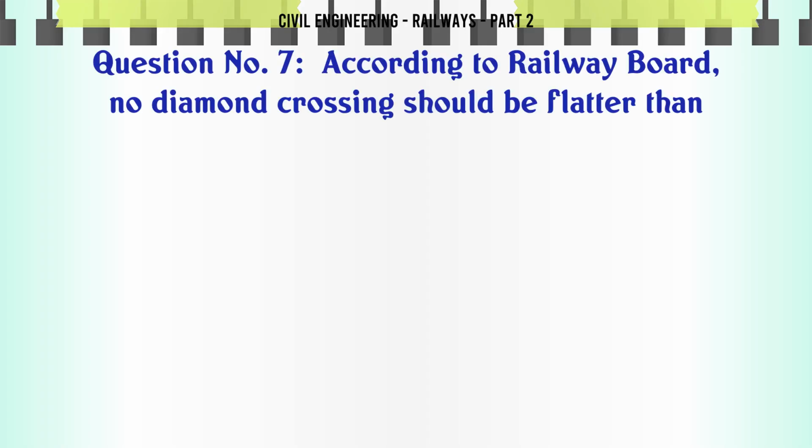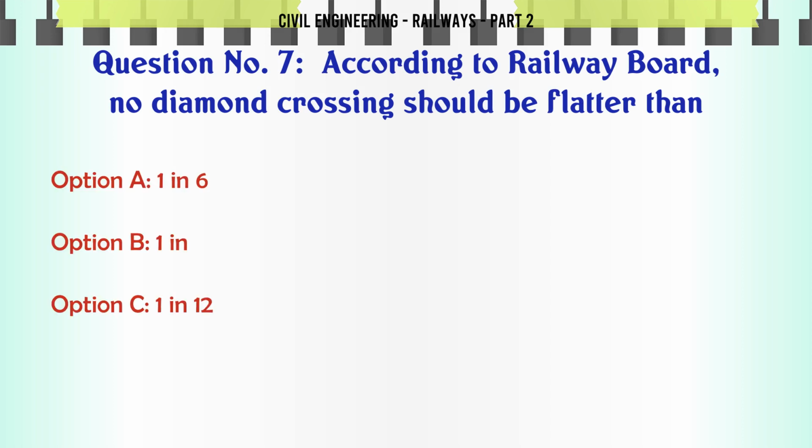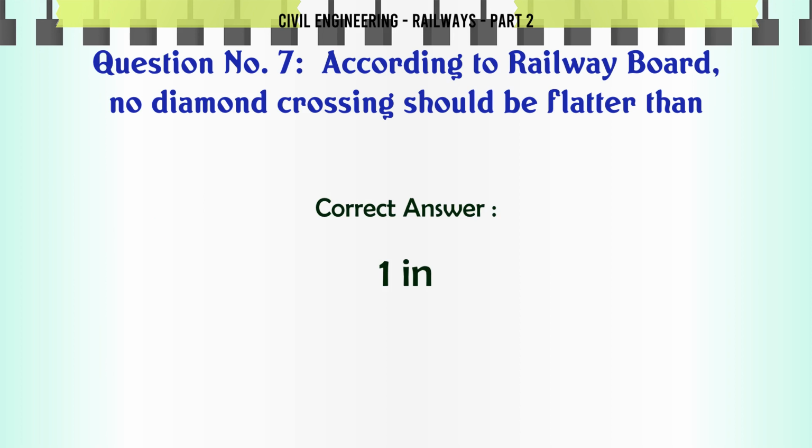According to Railway Board, no diamond crossing should be flatter than A. 1 in 6, B. 1 in 8, C. 1 in 12, D. 1 in 16. The correct answer is 1 in 8.